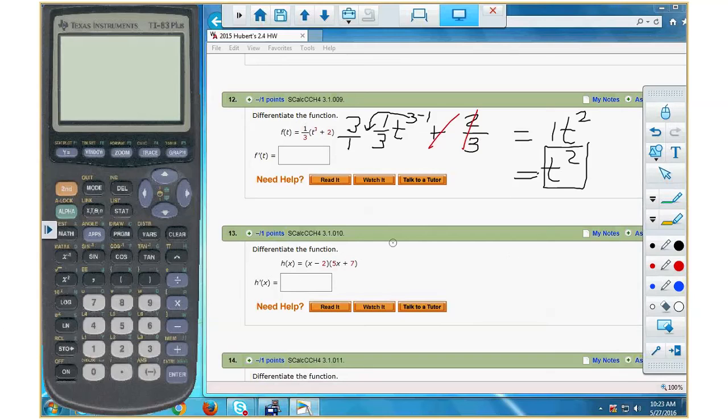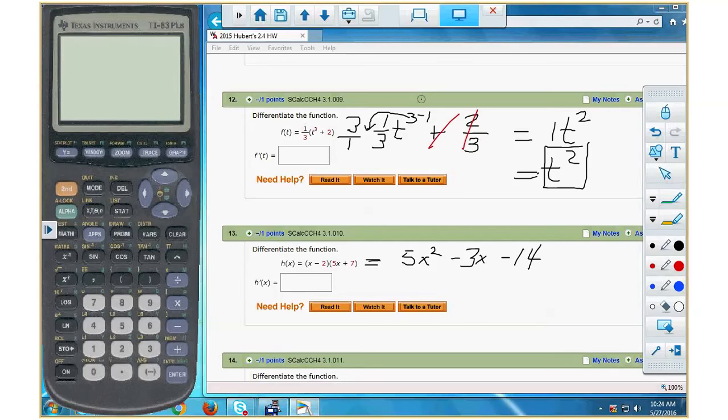Now, can you leave this one like it is? No. FOIL. That'd be 5 x squared. Looks like minus 10 plus 7 is negative 3. Y'all check me. Minus 14.